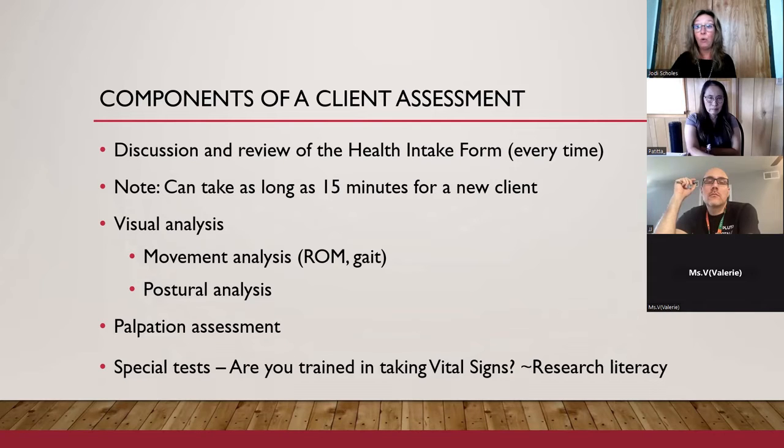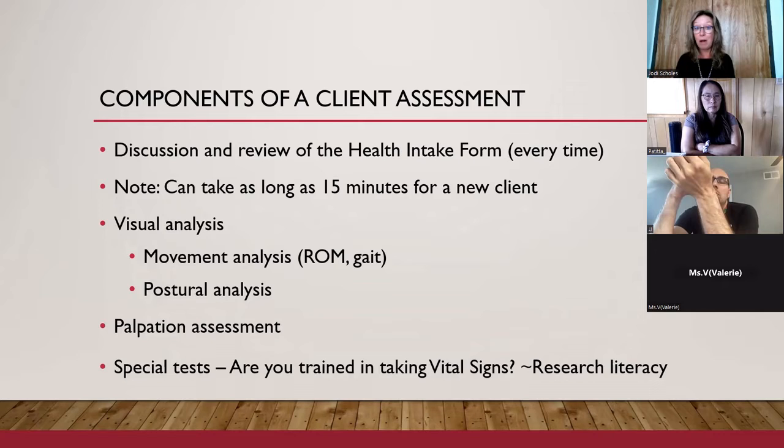We review any noteworthy surgeries, current diagnoses of cancer or chronic illness, any pathologies like diabetes, MS. These types of things will show up on your health history form. Then, while we're talking to them, we've been able to do a visual analysis. Are there any things that are off? We'll talk a little bit more about visual analysis in a moment.